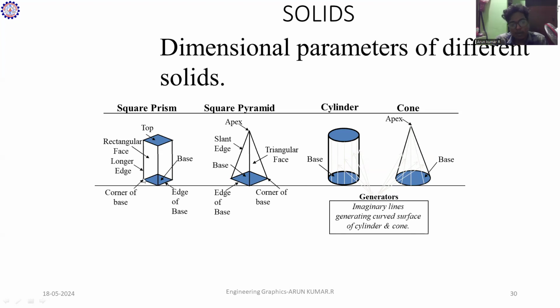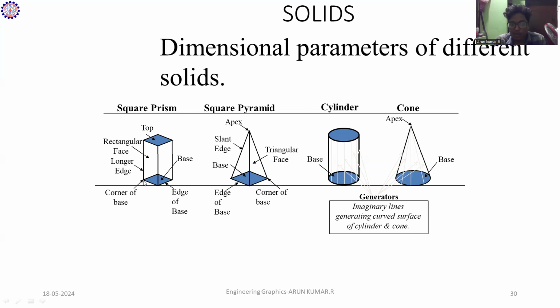Whenever you construct the square, all the corners get joined. That is called a corner of the prism, which means two sides get joined at one point. Each side is called an edge of the prism. The edge is nothing but a side, and the corner is the point where two sides get joined at one point. Then all the corners get joined and you get the shape.